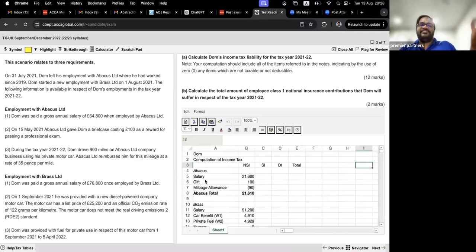Right. So since he has the dividend and the interest, I use the usual tabular format. So Abacus, I'm calculating separately. We had 64,800 divided by 12 into 4. Gift, 100, we can exempt. Mileage allowance, 90. That means 900 miles into 35 minus 45, which is 90. So 21,510 would be the total income received from Abacus. Agreed?